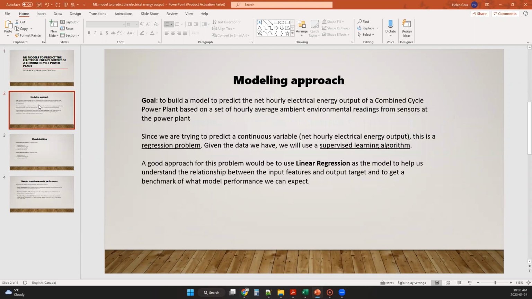So as our goal is to build a model to predict the net hourly electrical energy output, which is a continuous variable, this is a regression problem. Given the data which we have, we will use a supervised learning algorithm. A good approach for this problem would be to use linear regression as the model to help us understand the relationship between the input features and output target, and to get a benchmark of what model performance we can expect.